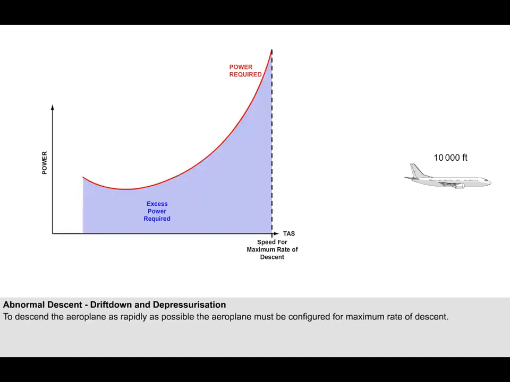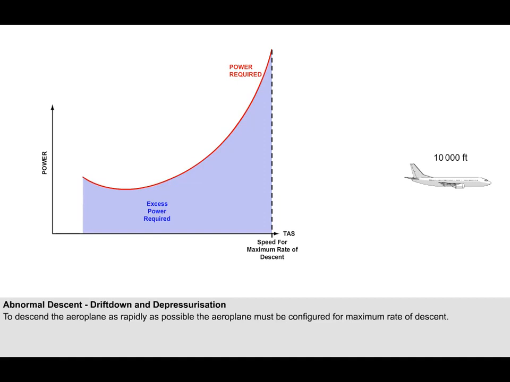Therefore, the aeroplane must descend as rapidly as possible to 10,000 feet, where there is sufficient oxygen before the oxygen supply runs out. The procedure involves configuring the aeroplane for the maximum rate of descent. You may recall from the descent lesson in the General Performance Principles section that in order to achieve a maximum rate of descent, excess power required has to be as large as possible. Therefore, drag must be high and speed must be high.